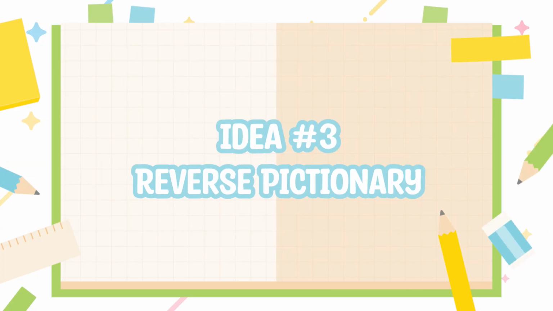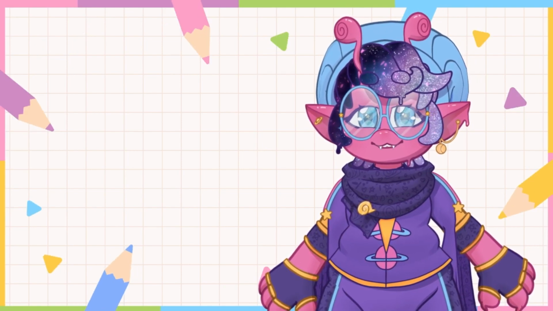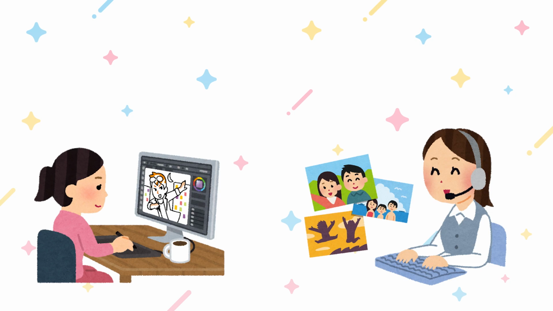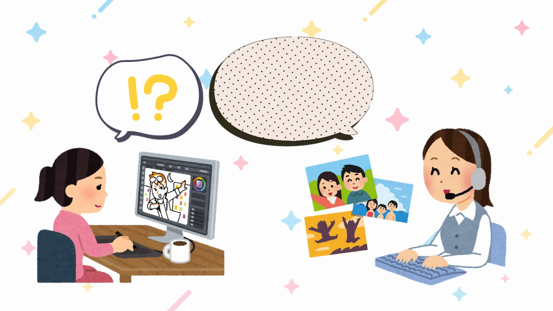Another one in the fun category is what I like to call reverse Pictionary. It's a fun little game that works kind of like this. All you need is a drawing program and a friend. Basically, one person finds an image online. It could either be stock photos or images of their favorite characters, and they try to describe the image without exactly explaining what it is.